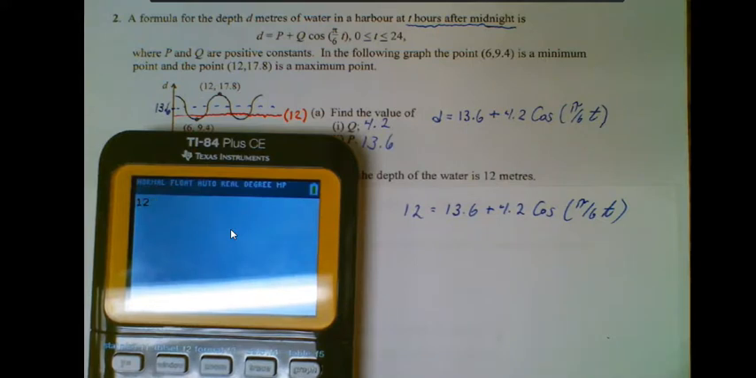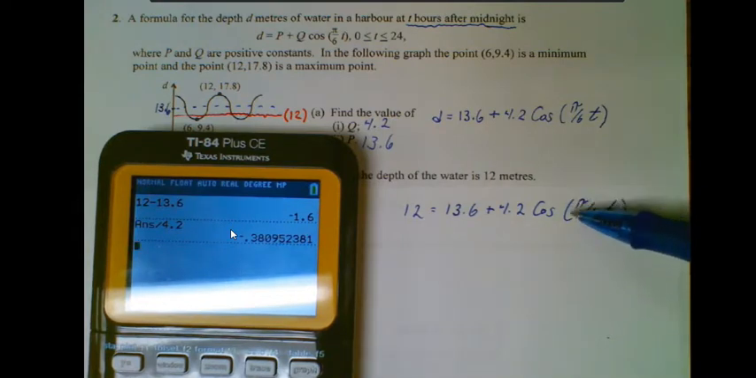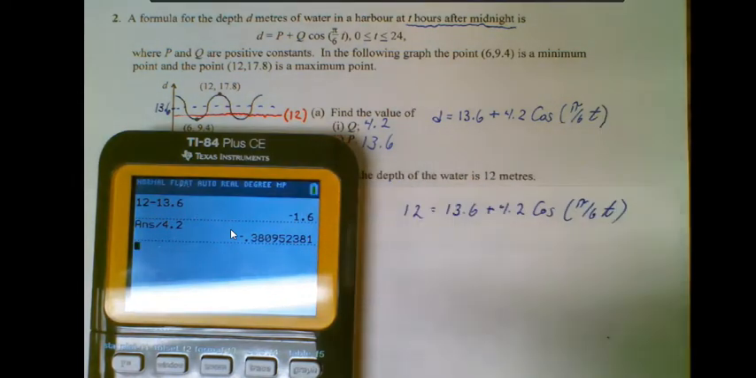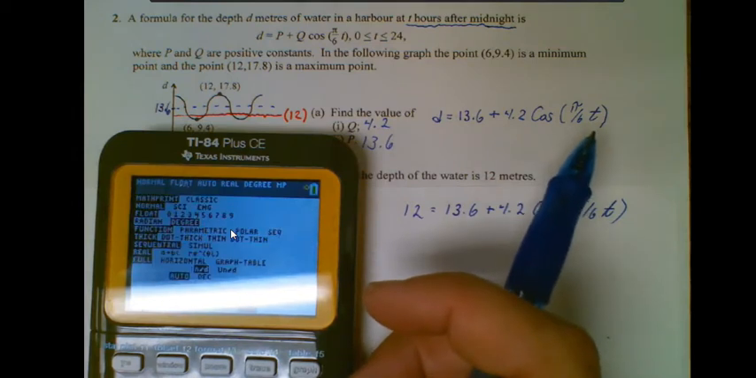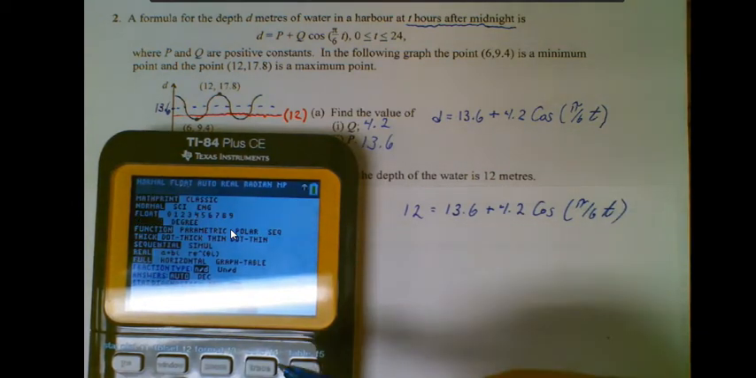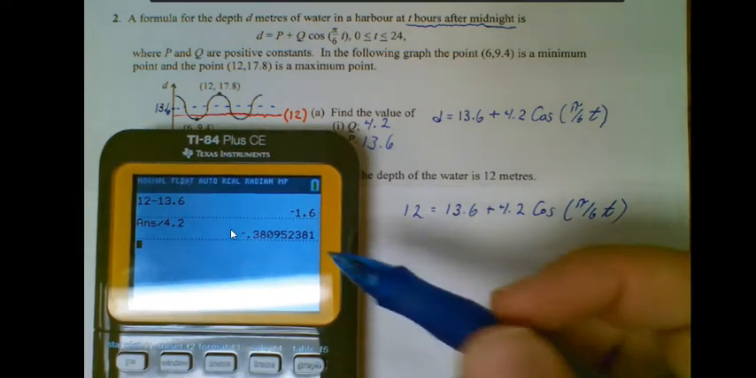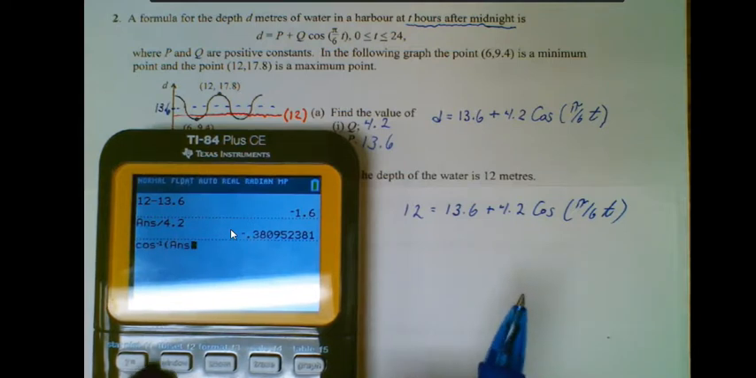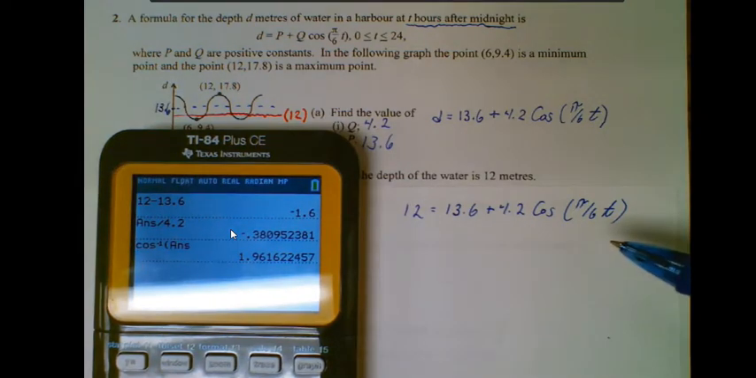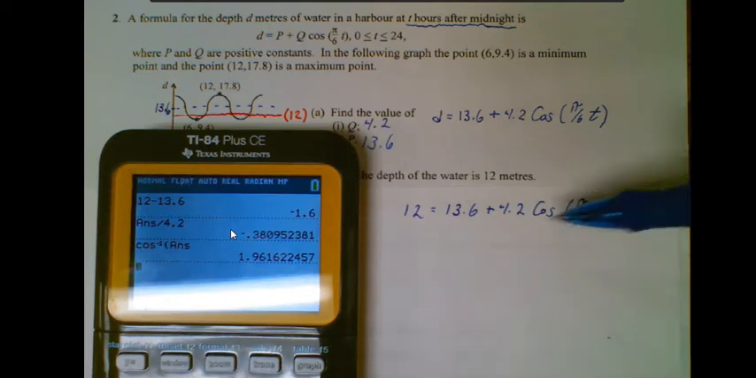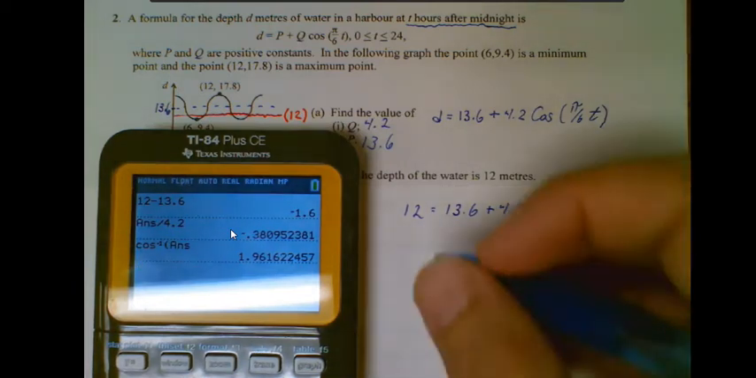So I'll do that here real quick. So I got my 12. I'm going to subtract the 13.6. I'm going to divide by 4.2. And I guess I need to do this in terms of radians because I can see this is in terms of pi. So I should have my calculator in radians. So let me change that. If I go under mode, change to radians, let me get back to my equation here. So I had this value, so if I took the inverse cosine of that, this is the value that I'm getting. So this is equal to pi over 6t.